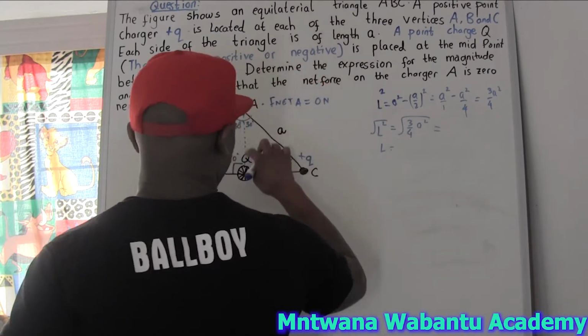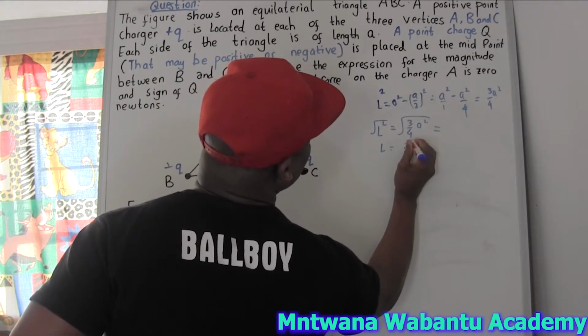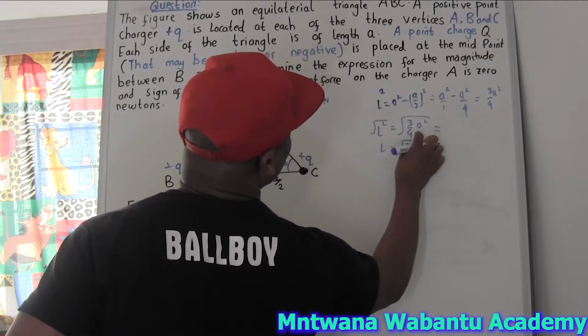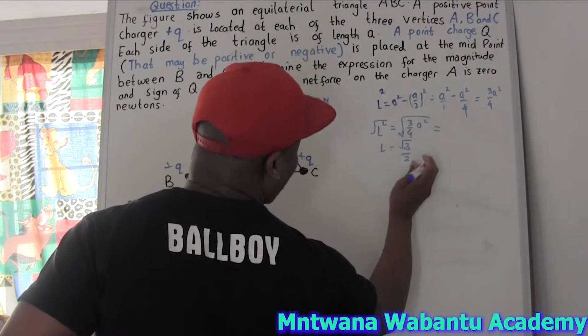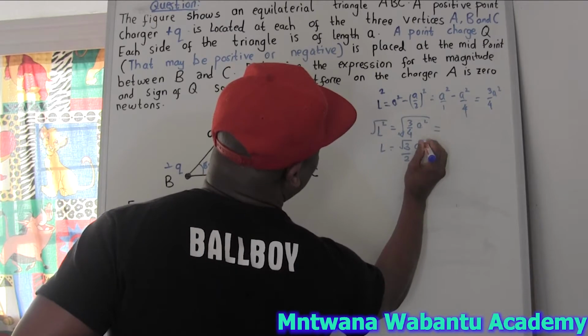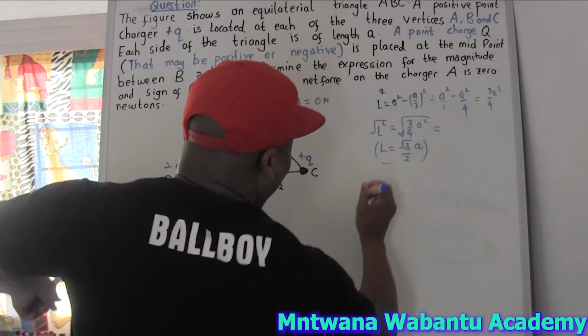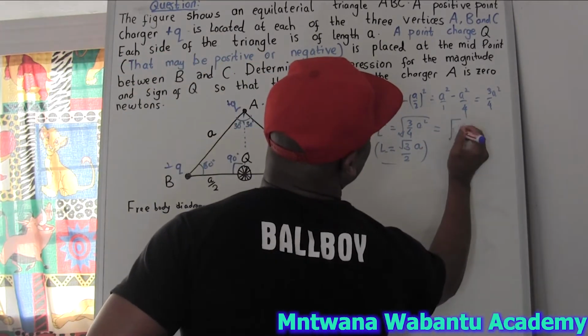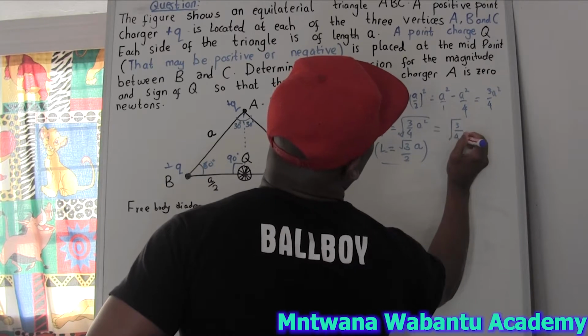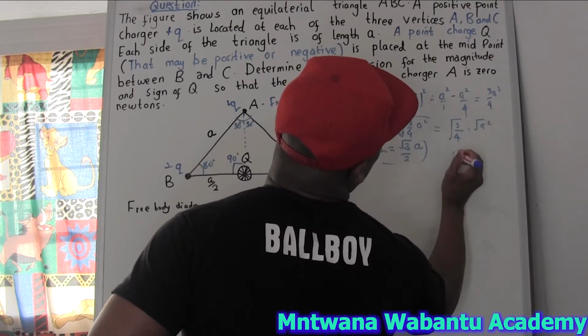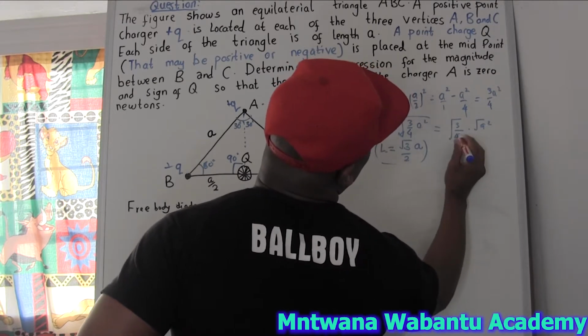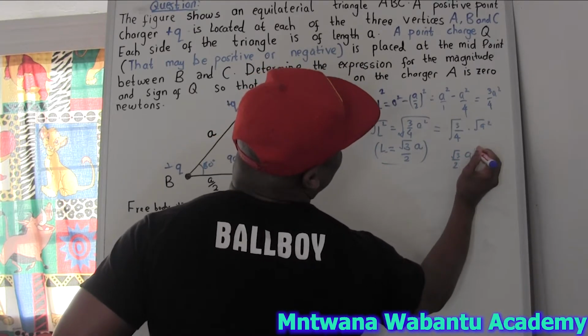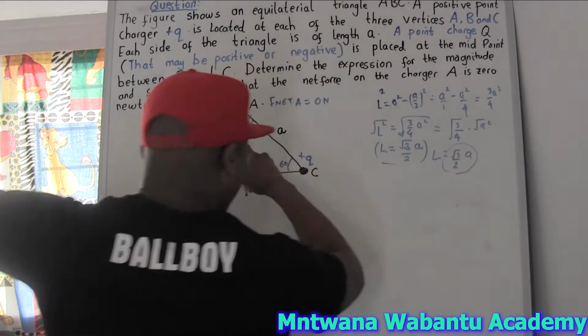So our length here equals square root of 3 over 2, because you can take the square root of the denominator, and you get 2. And when you square root A squared, you get A. Oh, so this is the length, because here, let me separate it slowly: square root of 3 over 4 times square root of A squared. So this gives you square root of 3, and when you square root 4, you get 2A. Okay? So this is the length here.